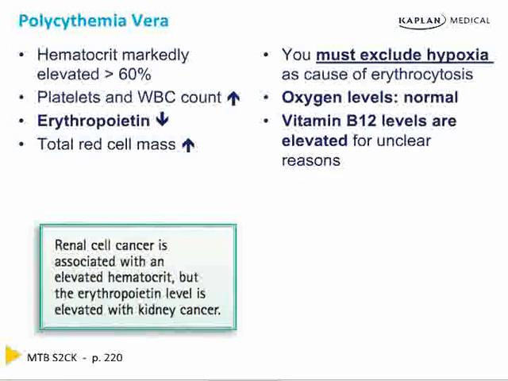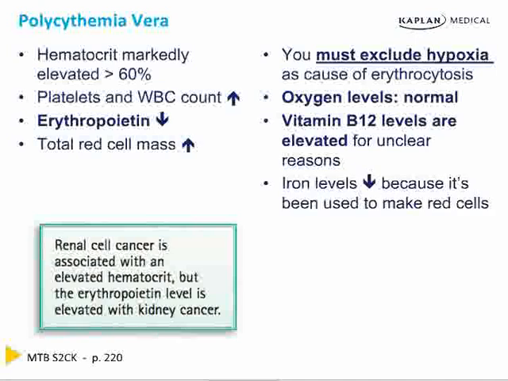B12 levels are up because basically transcobalamin goes up. The carrier protein goes up. Now, it's not clear why the B12 carrier protein is up. That is unclear. Why is the carrier up? I don't know. Because it is. Iron levels are down because it's being used up. It's all been used up.